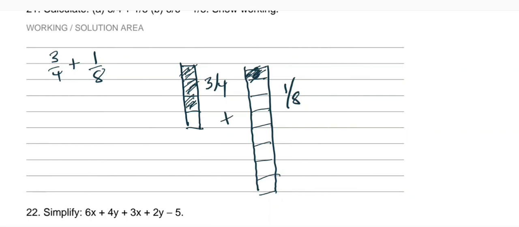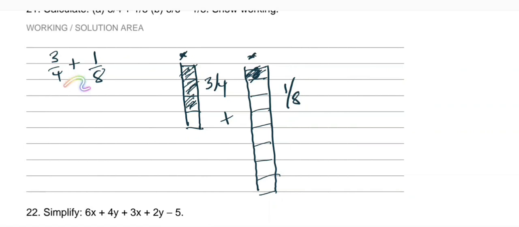They are asking you to add 3 over 4 plus 1 over 8. Because the sizes are not the same, you cannot add them. So what you have to do is make all the sizes the same. You understand? So how do you make the sizes the same? You have to make sure you increase this one to this size. So how do you do that?